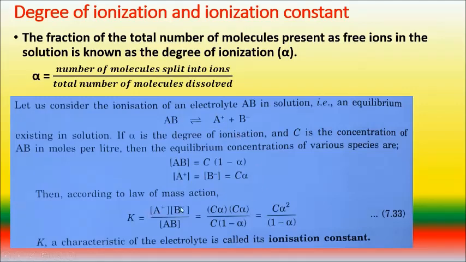So when we substitute the values of the molar concentration of A+ ion and B- ion, we'll get C alpha into C alpha. And down in the denominator it is the molar concentration of AB, which is given as C into (1 minus alpha). So we'll get our equation as K equals C alpha square by (1 minus alpha). Here K is said to be the ionization constant and alpha is the degree of ionization.